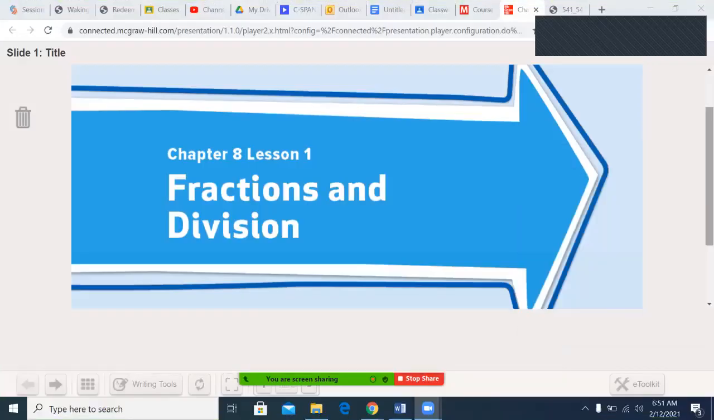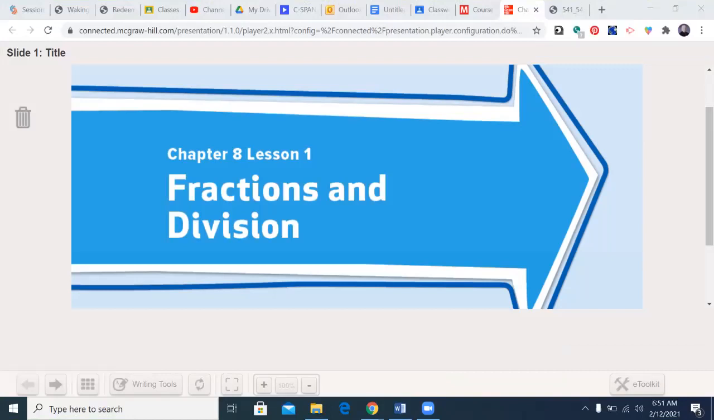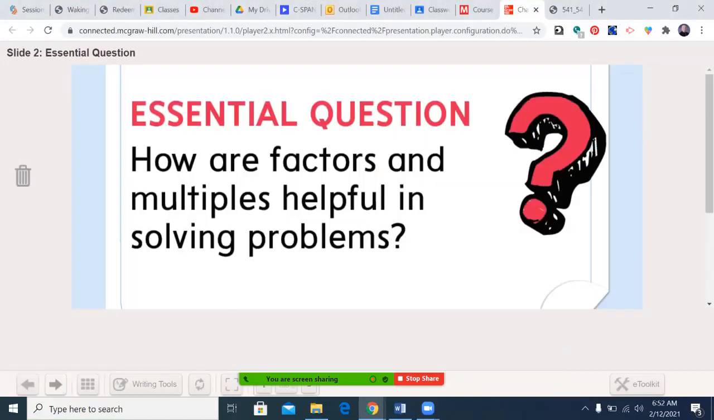Today's edition, Chapter 8, Lesson 1, Fractions and Division. Fractions and division are your two favorite words in the English language, but I need you to slow down and let's get ready for the lesson. We will have a new essential question, and that essential question in this chapter is, how are factors and multiples helpful in solving problems?